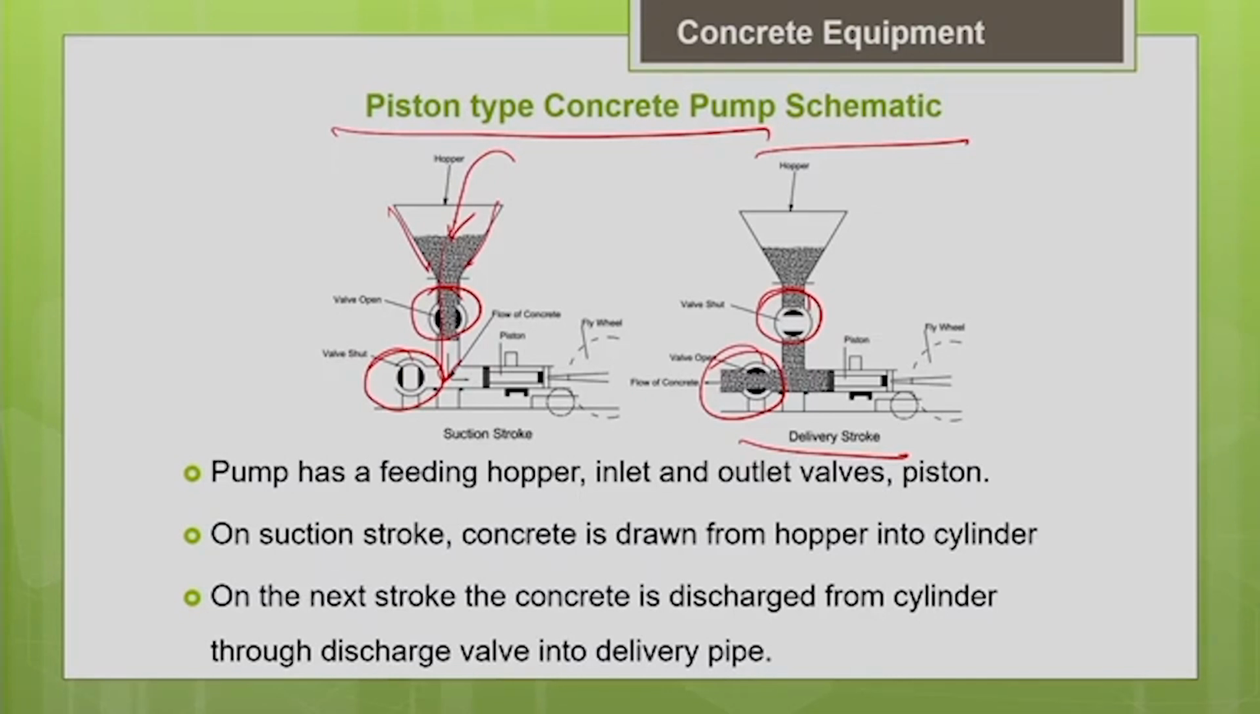So nowadays we have two pistons acting together, so that when one is having the forward stroke, the other will be retracting, so that you can have a continuous flow of concrete in your delivery pipeline.